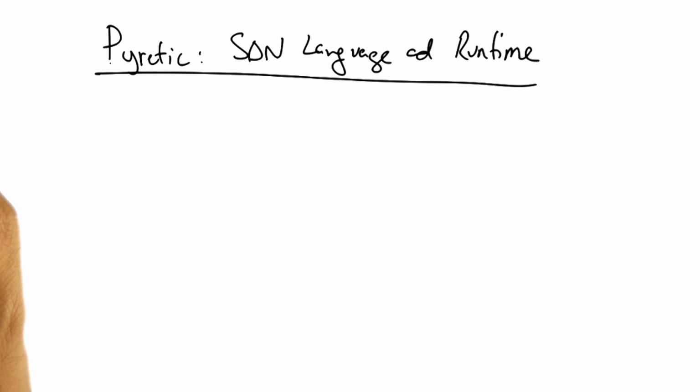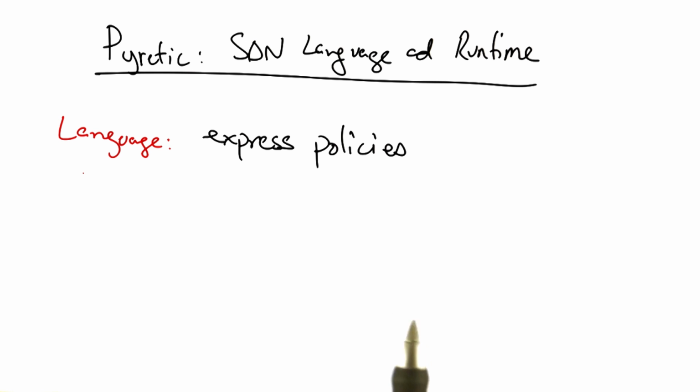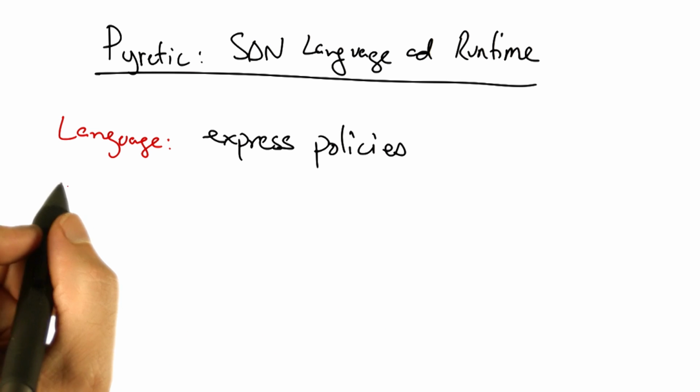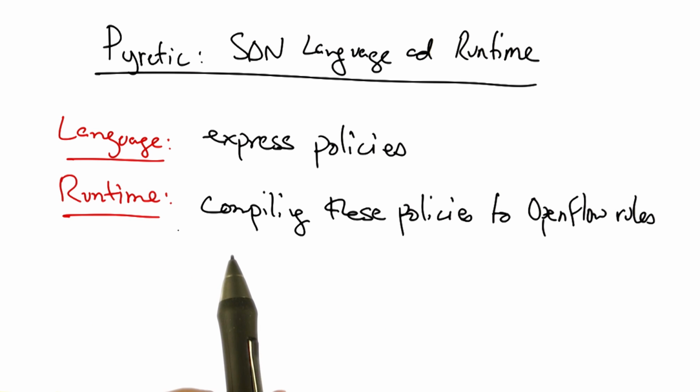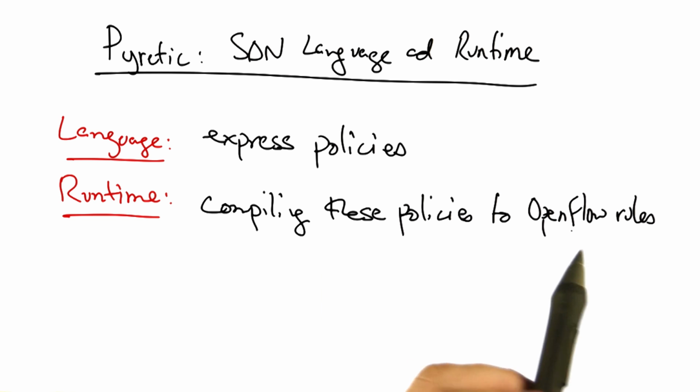In this lesson, we will look at Pyretic, which is an SDN language and runtime that implements some of the composition operators that we discussed in the last lesson. The language is a way of expressing these high-level policies, and the runtime provides the function of compiling these policies to the OpenFlow rules that eventually are installed on the switches.